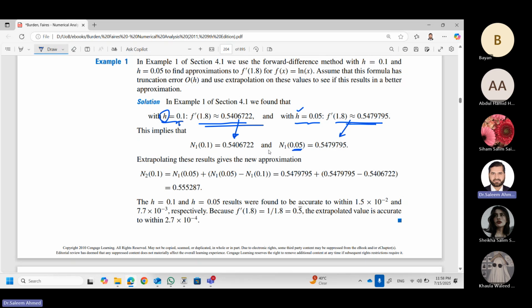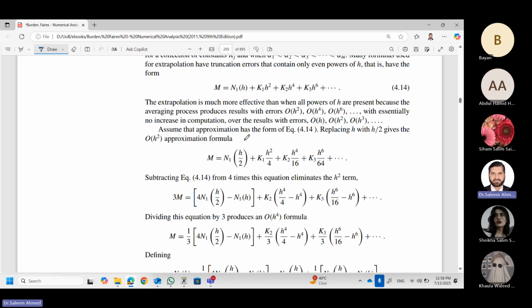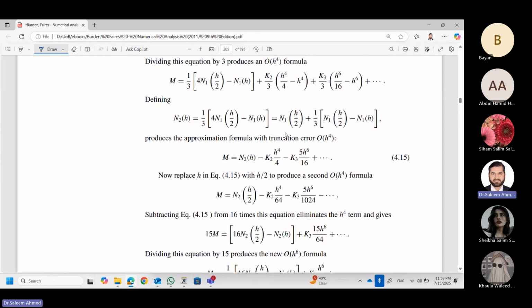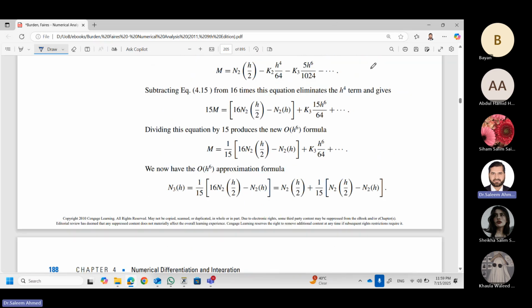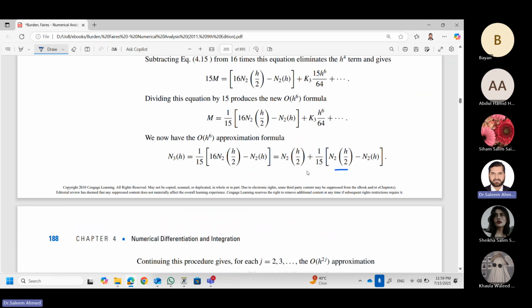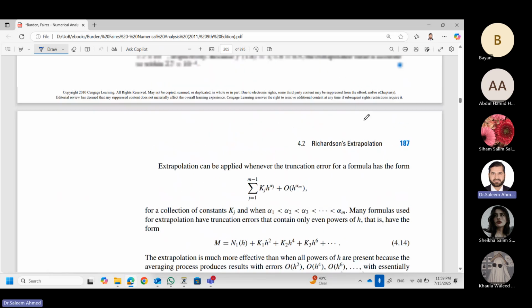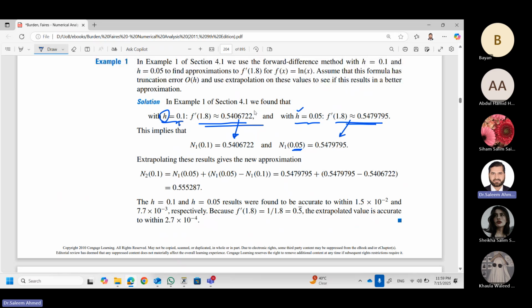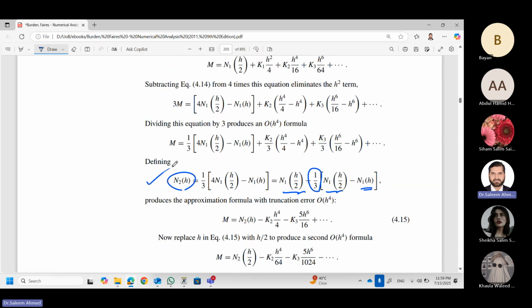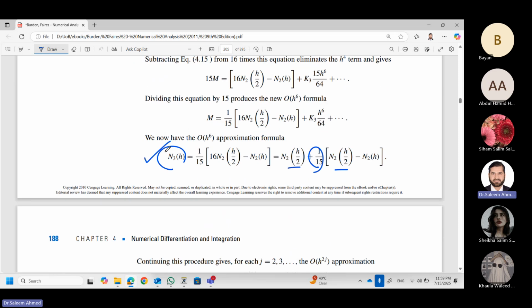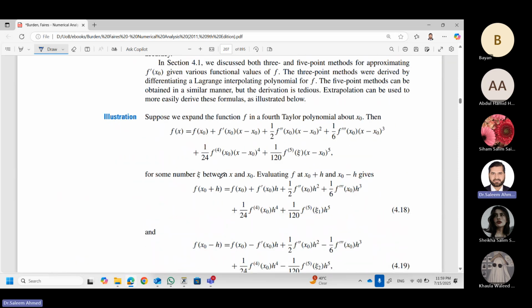And if you use these two numbers in your formula, they will give you the next approximation. You see, N1(h/2) plus 1 over 3 of N1(h/2) minus N1(h) gives you the next one. And if you use it with 1 by 15, that gives you N3. So it's very simple. Right? I will give you these two approximations, and from here you can just use these two formulas to get the answer, N2(h) and N3(h). So it will be a very simple problem.